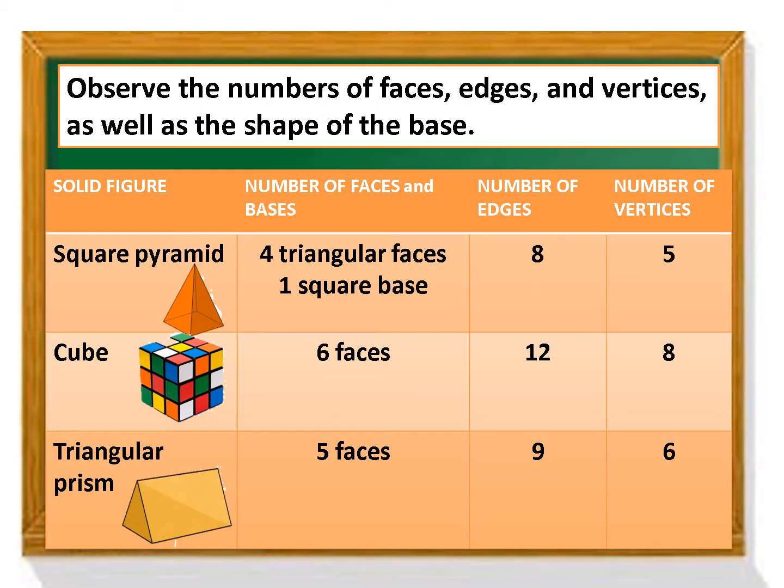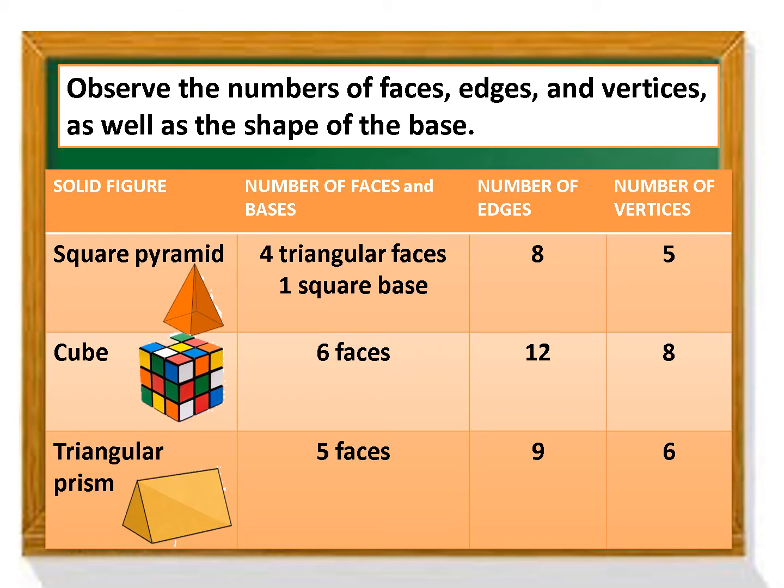Now let us observe the number of faces, edges, and vertices, as well as the shape of the base. Solid figure: square pyramid. Number of faces and bases, 4 triangular faces and 1 square base. Number of edges, 8. Number of vertices, 5.